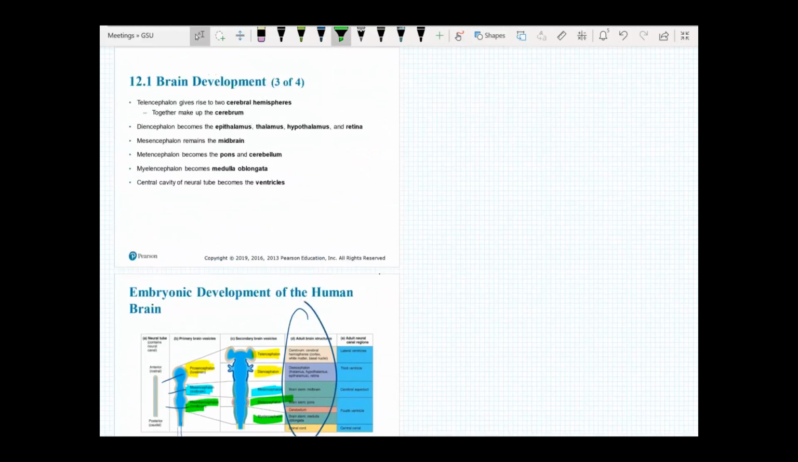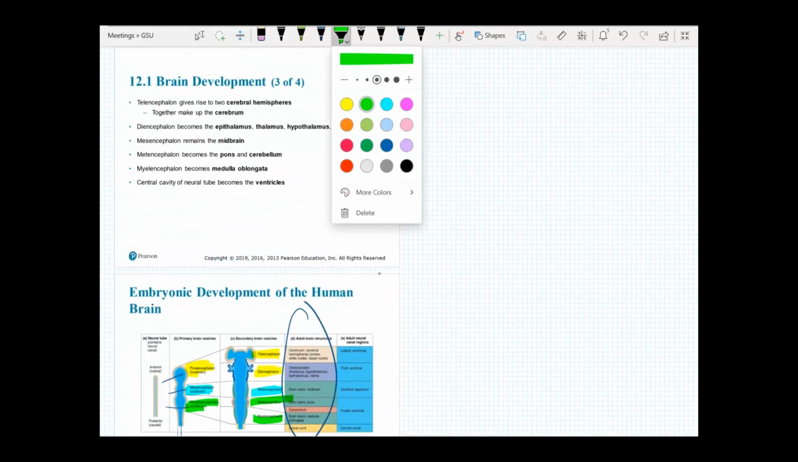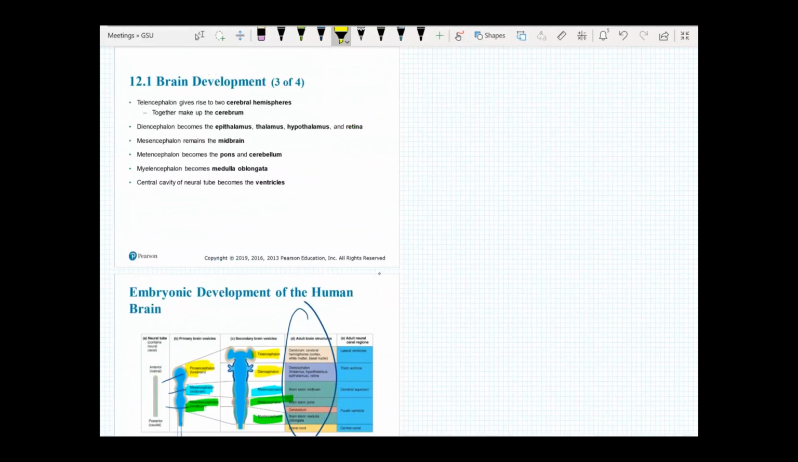Here's a great breakdown in the chart to be able to see this, but then here is also a great breakdown to be able to see. The telencephalon will eventually become the cerebral hemispheres. Your diencephalon will essentially become these regions right here. Your mesencephalon will become the midbrain. Metencephalon will be pons and medulla, and myelencephalon will be the medulla oblongata.